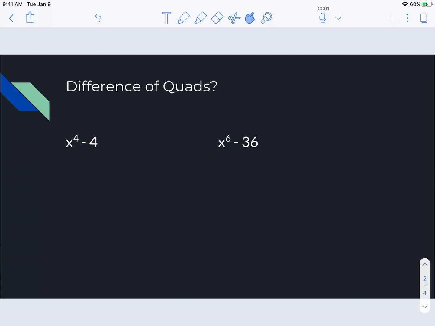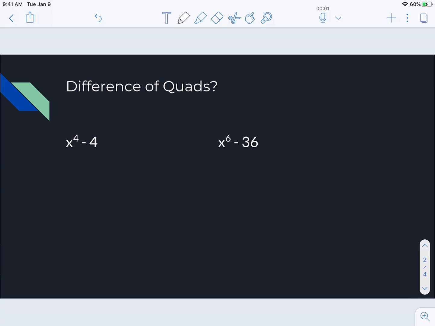All right, so difference of quads. They kind of look like difference of squares. This one would be a quartic, and this would be like a 6th degree, but they really follow the same pattern as a difference of squares.